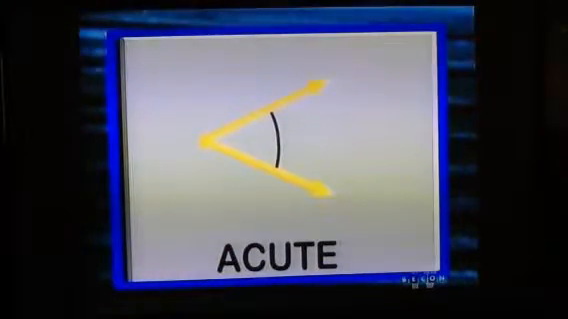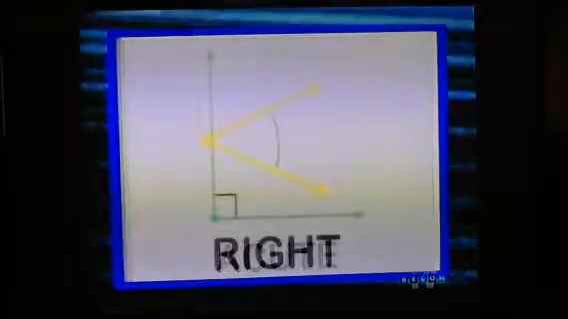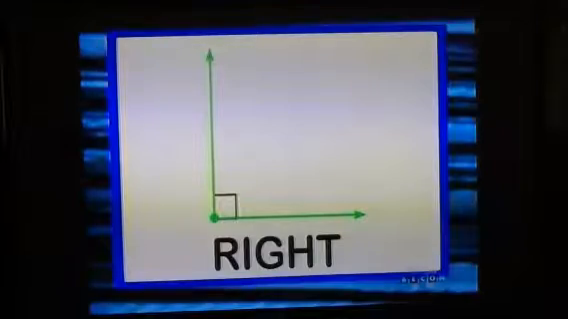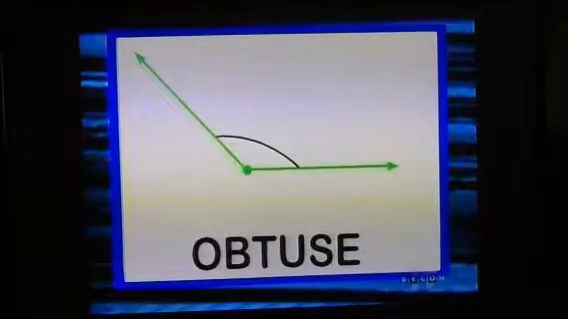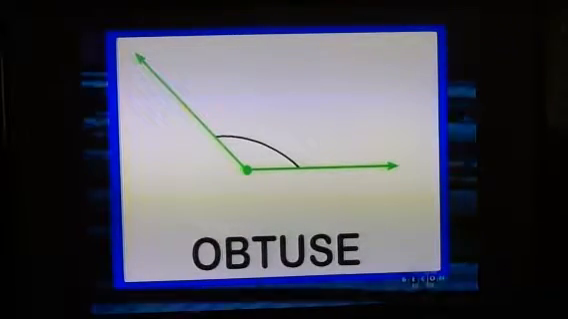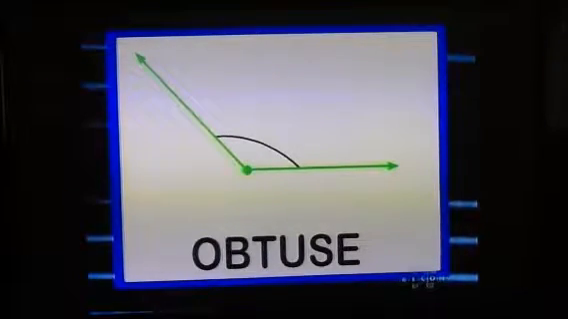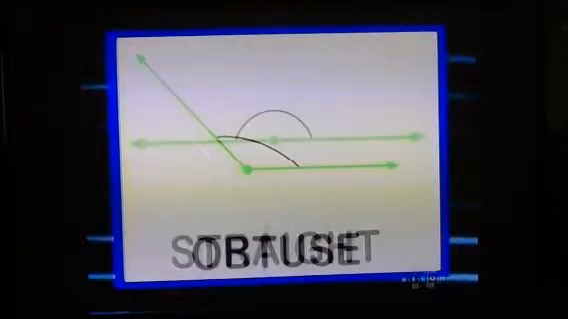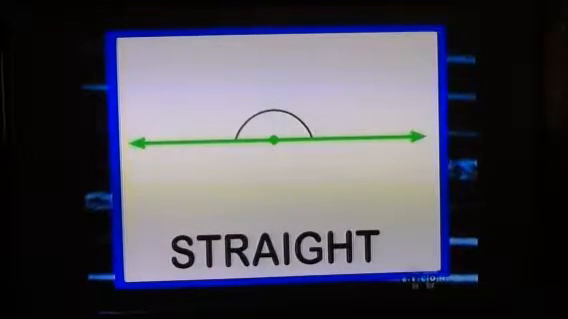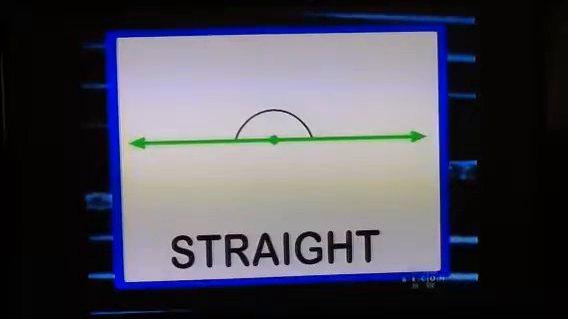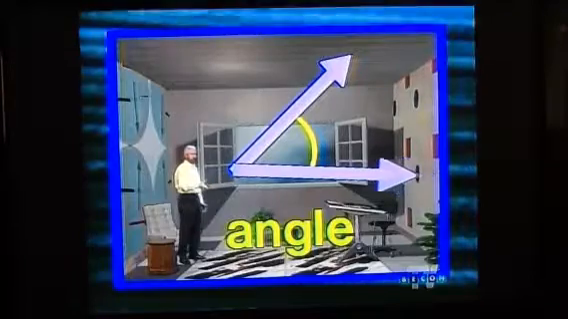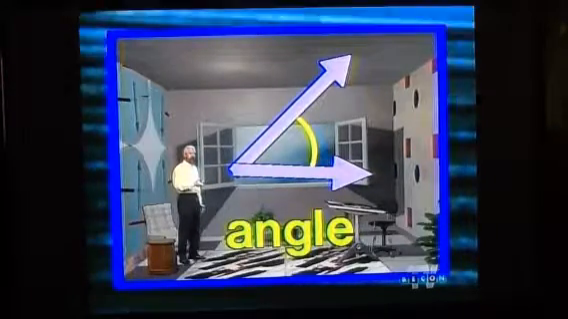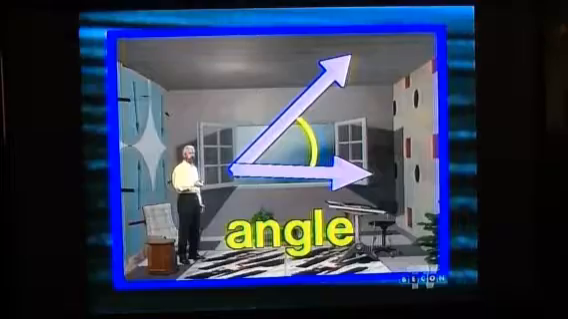Here's what to remember. An acute angle measures less than 90 degrees. A right angle measures exactly 90 degrees. An obtuse angle is greater than 90 degrees, but less than 180 degrees. And a straight angle is exactly 180 degrees. Also remember that the length of the rays is unimportant. It's the area between the rays that determines the size of the angle.